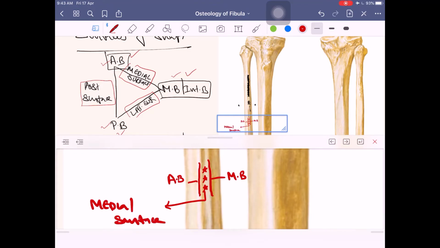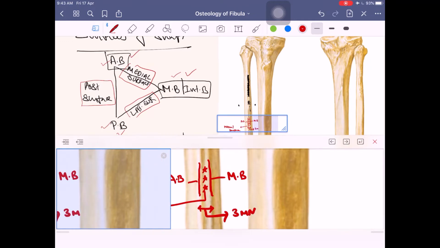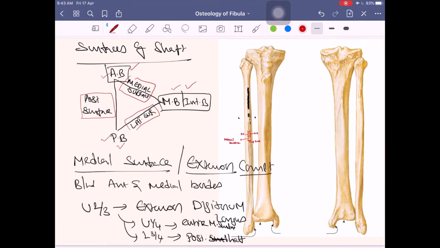It's a very narrow gap. If we try to measure the gap between this border and this border, it is found to be 3 mm, very much less than half a centimeter. So 3 mm is the gap. You can see in the picture here, in the red line, which I am now putting a box around. See how narrow it is, and it extends all the way from the top till down there. So that's your medial surface.